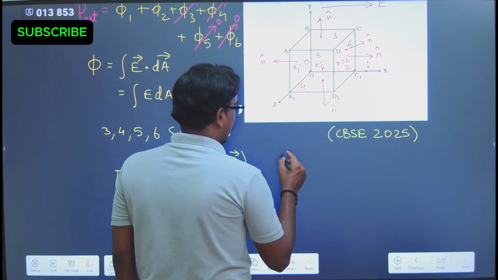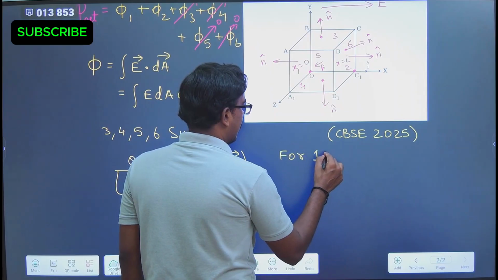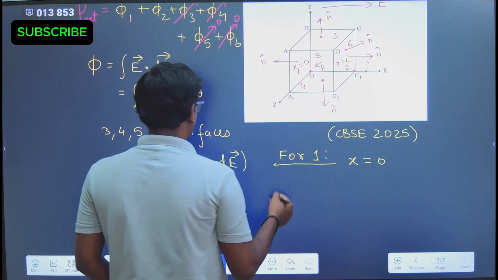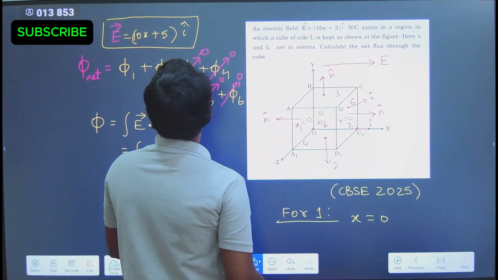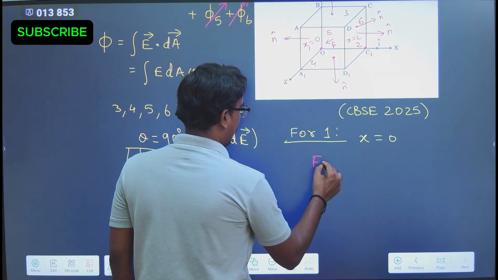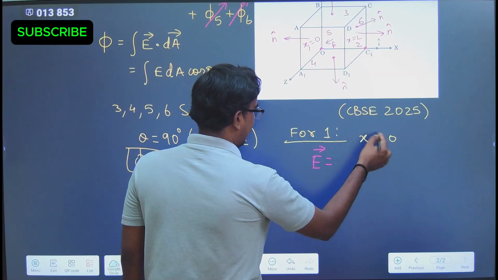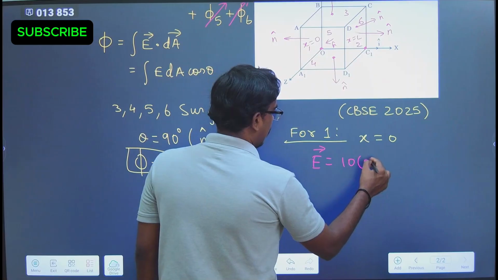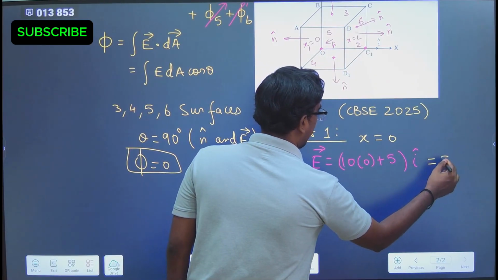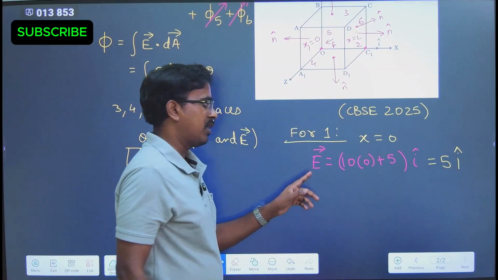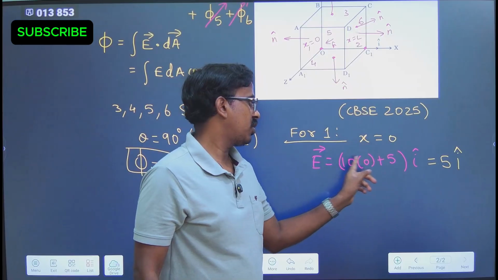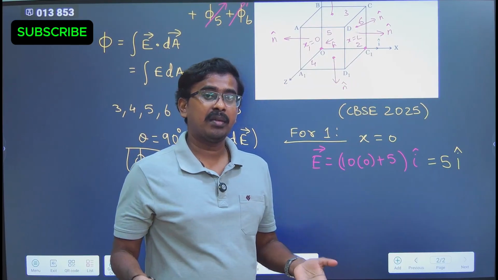Now, for the first surface, let's calculate where x is 0. If you substitute x is equal to 0, what is our field given? It is given as (10x plus 5) i cap. So, what will be the electric field? When I substitute x is 0, it becomes plus 5 i cap. So, I am left with 5 i cap. For the first surface, x value was 0 and the field was 5 i cap. 5 i cap means it's a constant field.